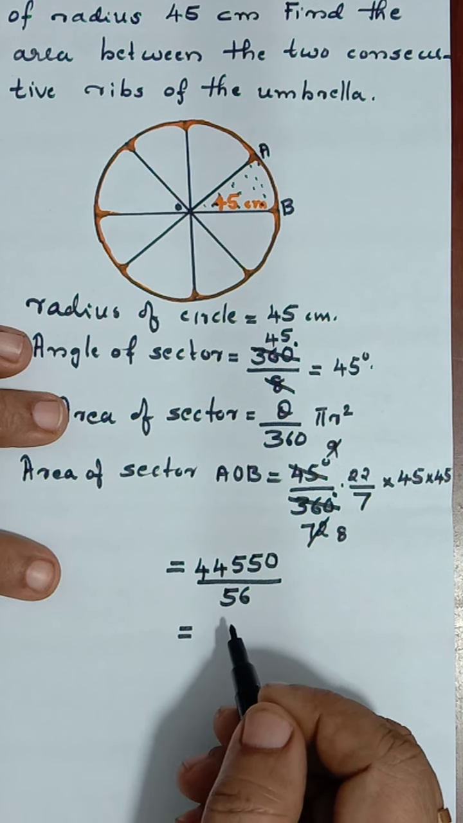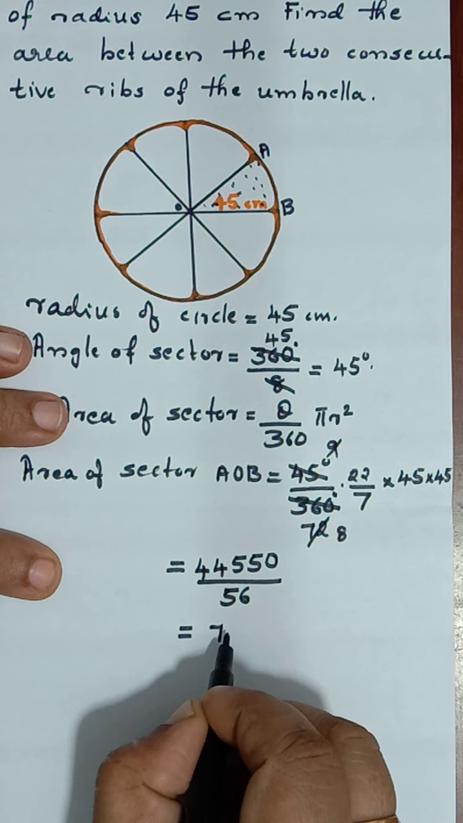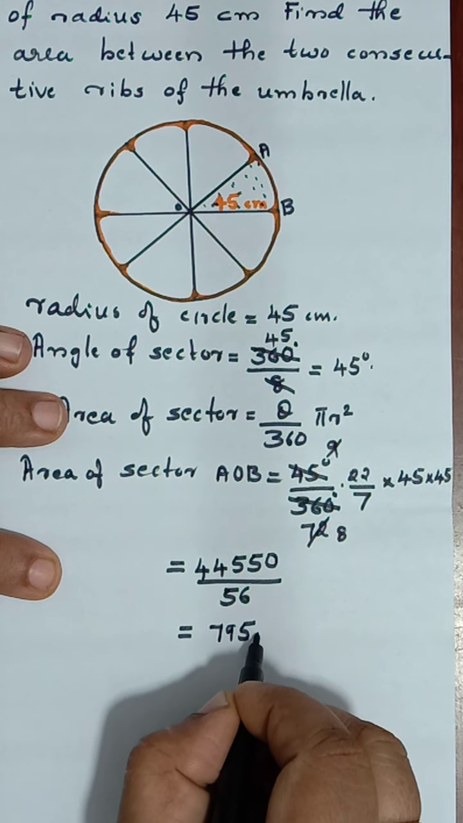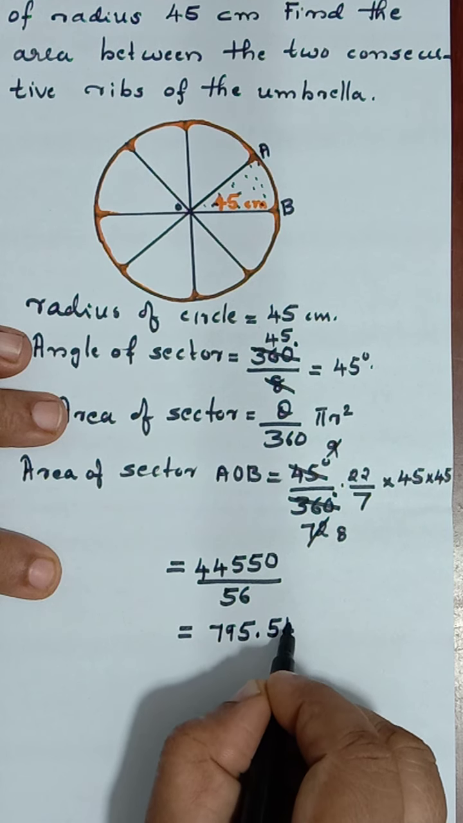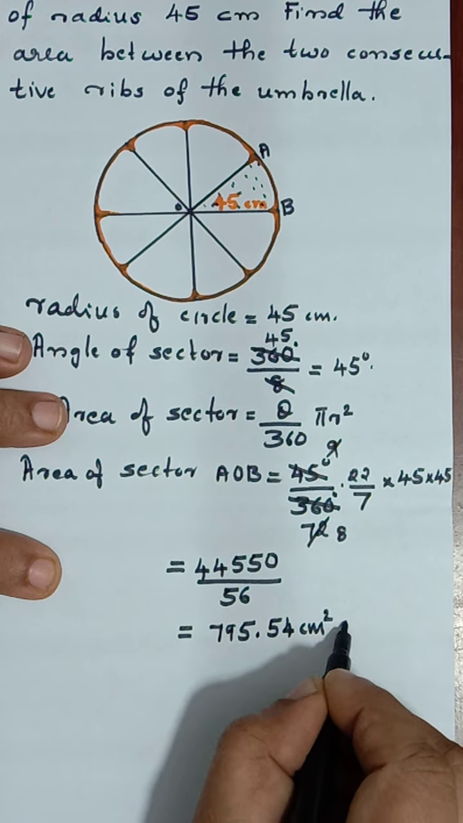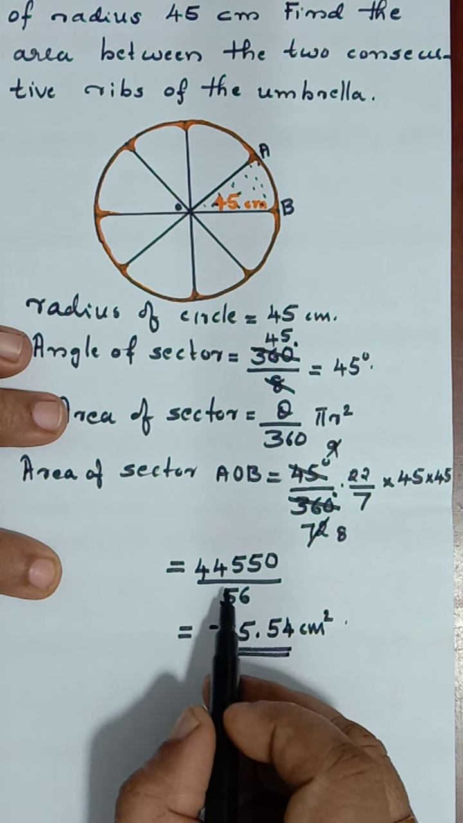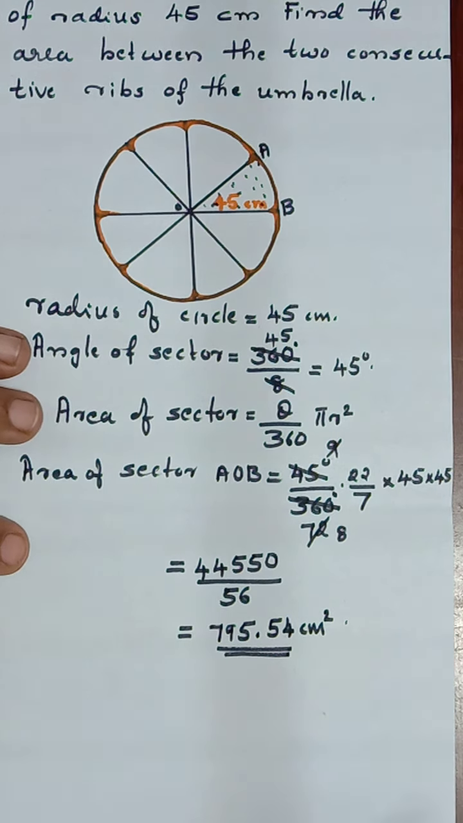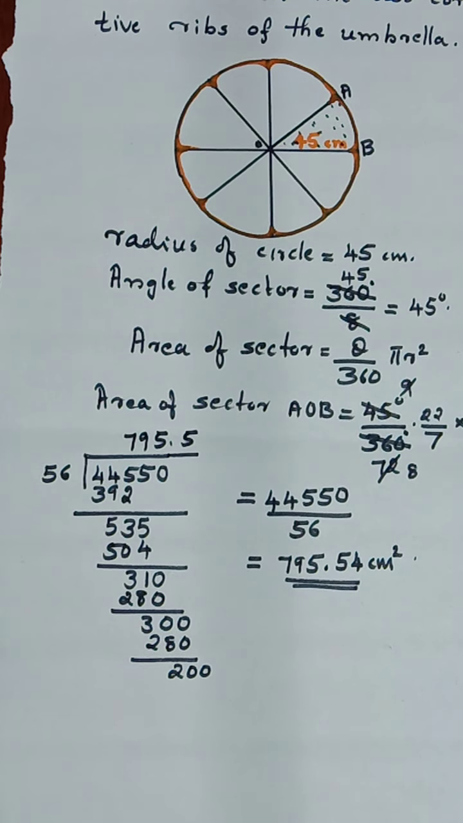So now we have to do the division. Do the division, and you are going to get 795.54 cm square. Do the calculation yourself in the working column. You can check your division.